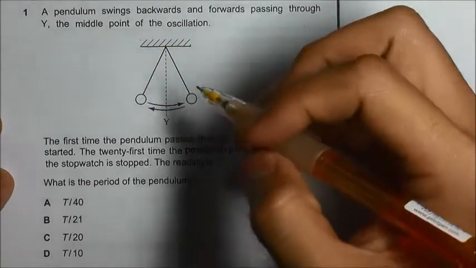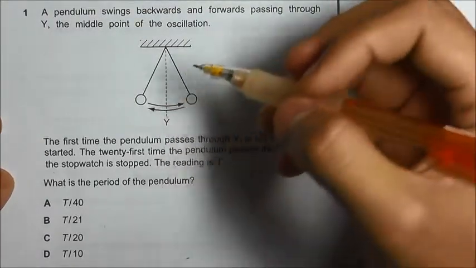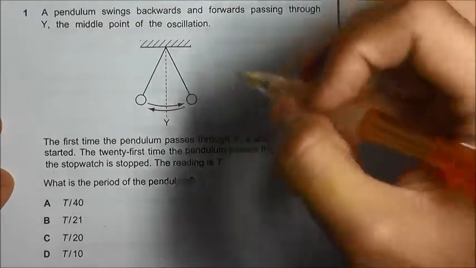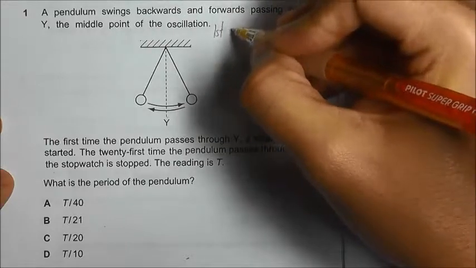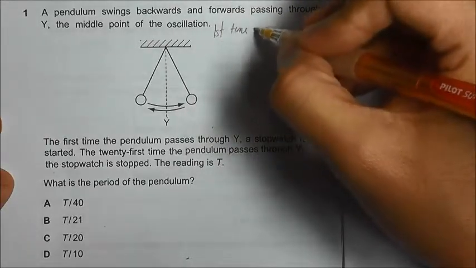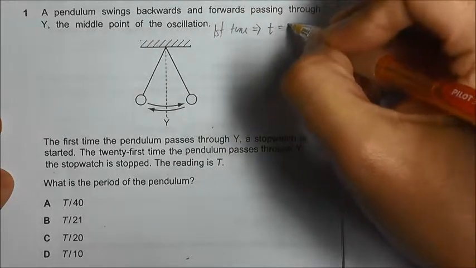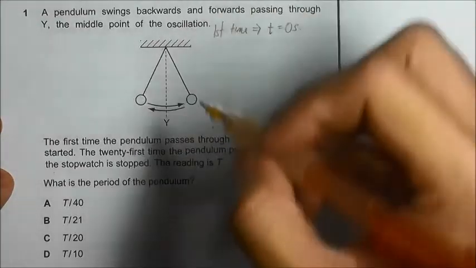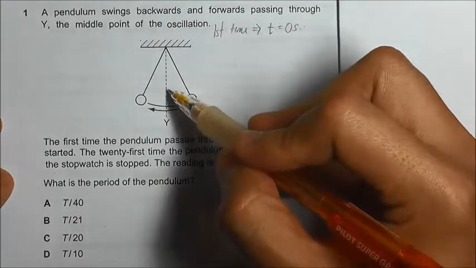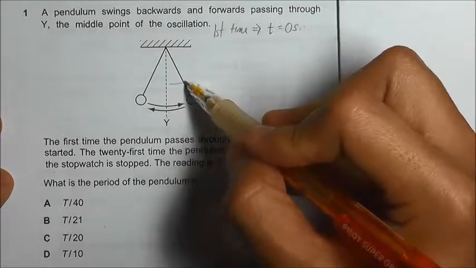Okay, we have a pendulum bob that is swinging to and fro. The first time it passes through y, this is when the stopwatch is started, so the time is equal to 0 seconds. After it passes through y for the first time, it will swing to the right.